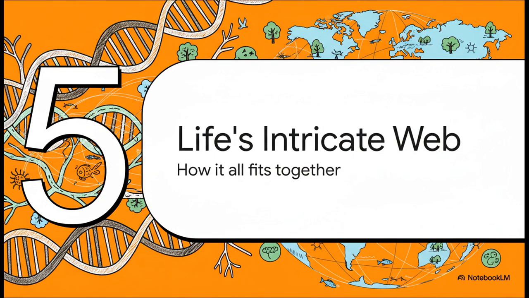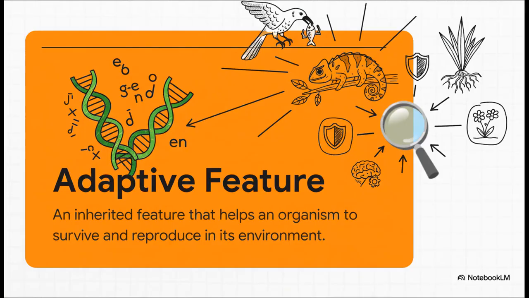Okay, we've hit the very bottom, the fundamental code. So now let's pull the camera all the way back out and see how this genetic blueprint actually shapes life in the real world. How do those tiny differences in DNA play out on a global scale? Well, those genetic differences, they show up as adaptations. See, an adaptive feature is just any trait you can inherit that gives you an edge, an advantage in surviving and having kids in your environment. It could be anything from camouflage to sharper claws. It's basically evolution's toolkit for success.